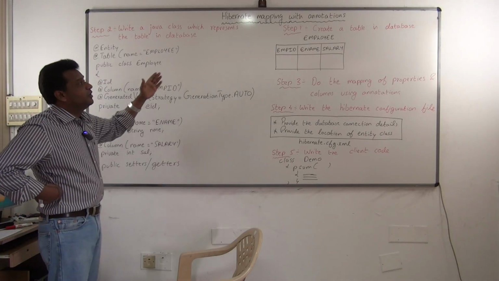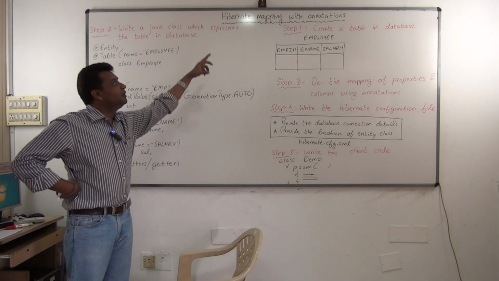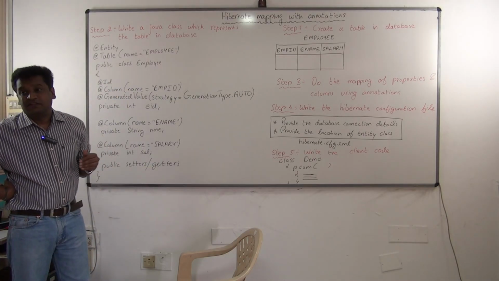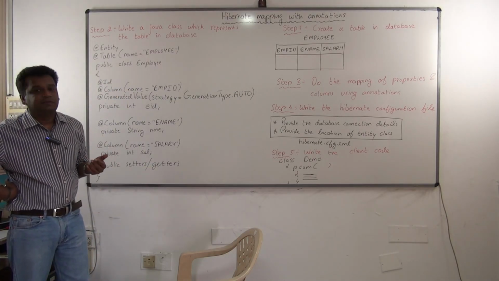Okay, so today's topic would be Hibernate mapping with annotations. Clear? See, till now we have seen XML mappings. Now what do you mean by XML mappings?